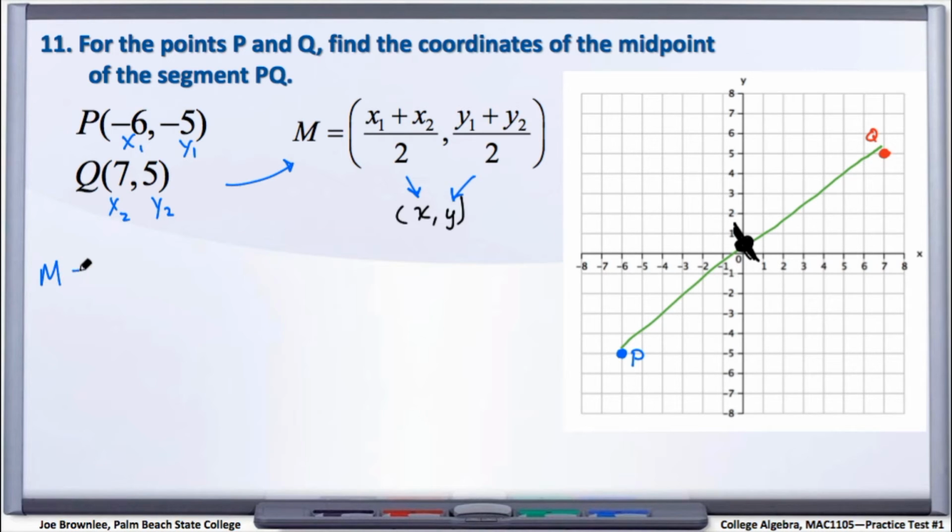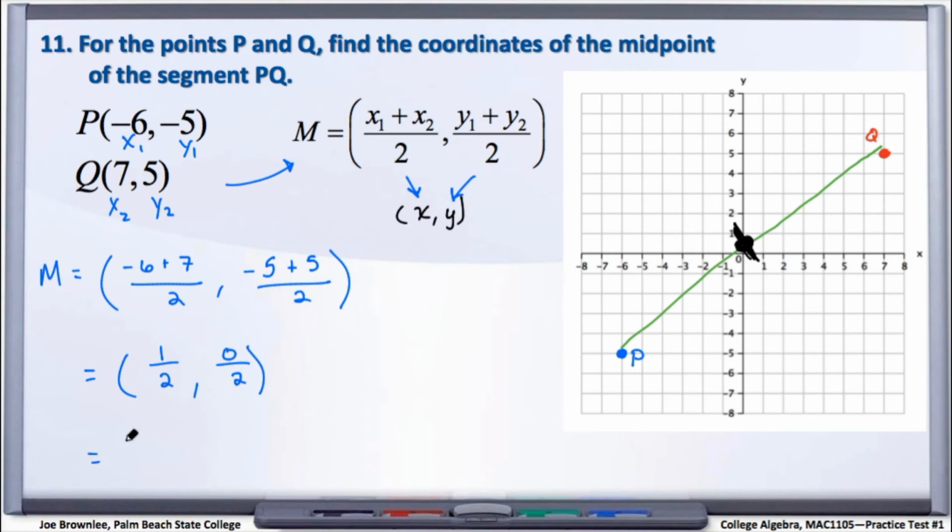So we have M equals, and let's add the X's together. So X1 plus X2 divided by 2, comma, and then we're going to add the Y's together and divide by 2. So Y1, -5, plus Y2, +5, divided by 2. And here, if we simplify, -6 plus 7 gives us 1 over 2. And here, -5 plus 5 is 0 divided by 2.